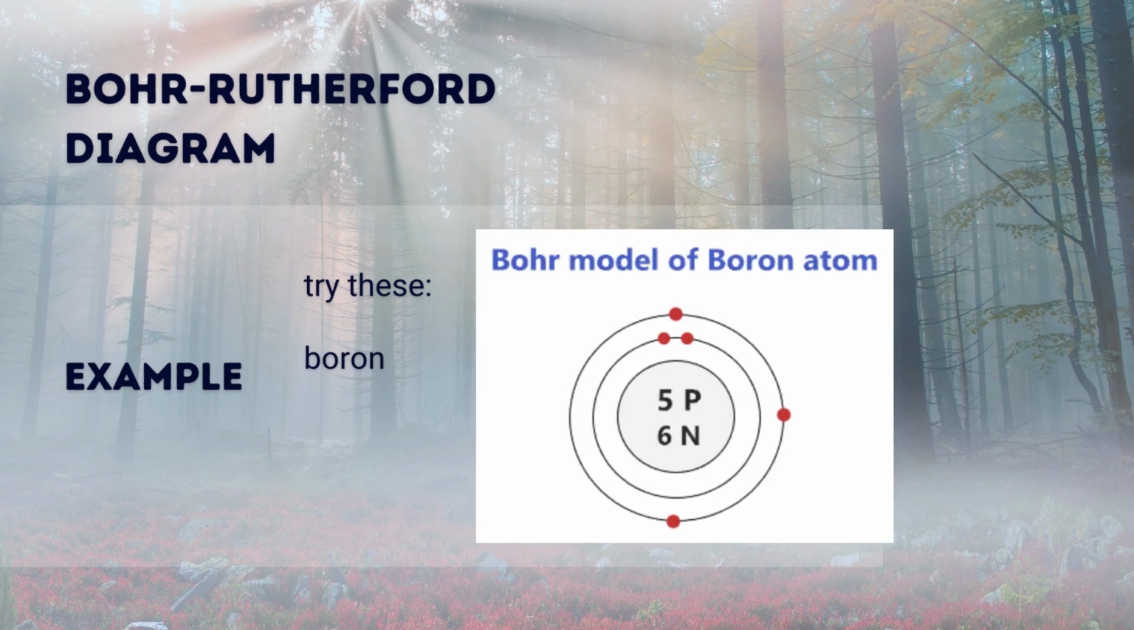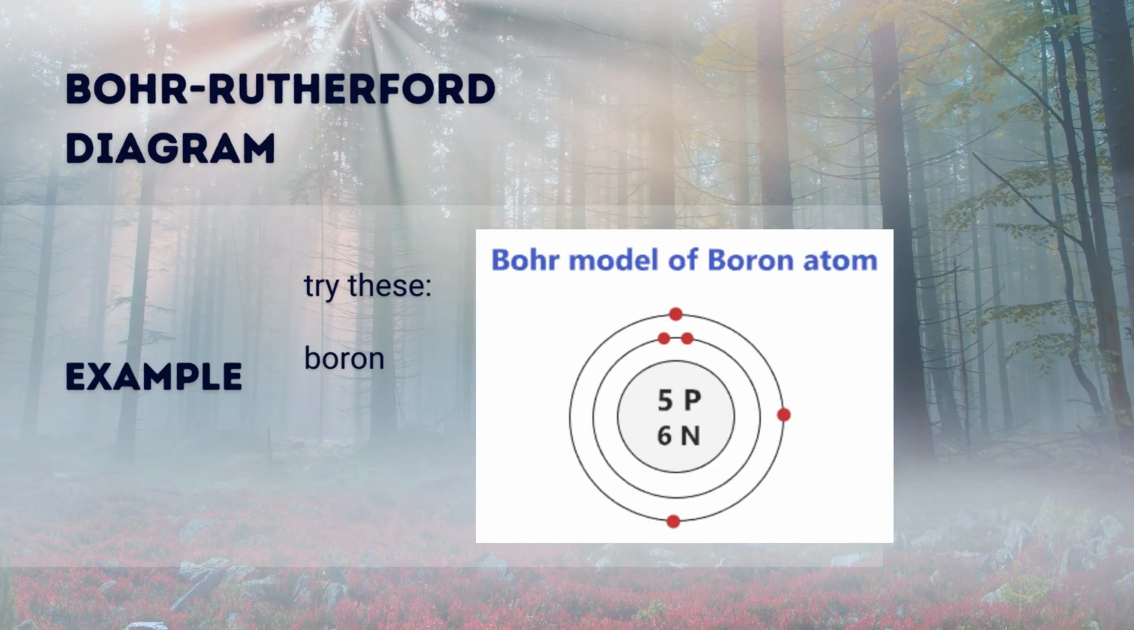If you guessed the first diagram was incorrect, due to too many electrons in the second orbit, you would be correct. Let's go through the correct example together. The Bohr-Rutherford diagram for boron shows a nucleus with 5 protons and either 5 or 6 neutrons, depending on the isotope. In our example, we use 6 neutrons. With this, we know that we need 5 electrons, as this is the same number as the protons. There are 2 electrons in the first energy level and 3 in the second, totaling 5 electrons altogether.